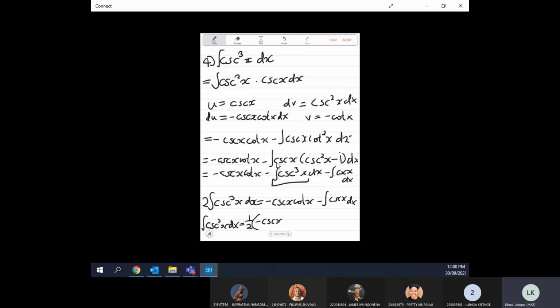minus cosec x cot x, and then we know that the integral of cosec x is just ln of cosec x minus cot x, negative that. So it's negative ln of cosec x plus cot x. So that negative will multiply with this negative here, and then we will get positive. Did I do that right?